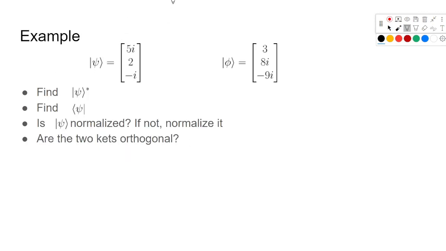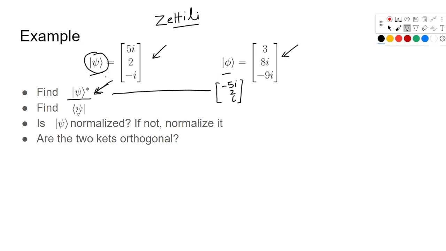Let's now do an example, which I have taken from a book on quantum mechanics by Zettili. We have two kets, and as we saw in the previous slide, a ket is a column matrix. We need to find the complex conjugate of one of the kets. The complex conjugate is simple. Now we need to find the bra corresponding to this ket. To do that, we first find the complex conjugate of the ket and then convert the column matrix into a row matrix. So all we need to do is convert the column into a row. This is the bra that corresponds to this ket.